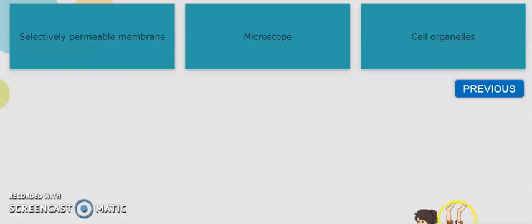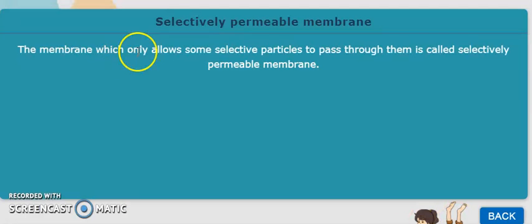Next we have the selectively permeable membrane or semi-permeable membrane. The membrane which allows only some selective particles to move through it is called a selectively permeable membrane. See, specificity हो जाती है ना children. Molecules are very specific. The membrane only allows specific molecules to move across it.